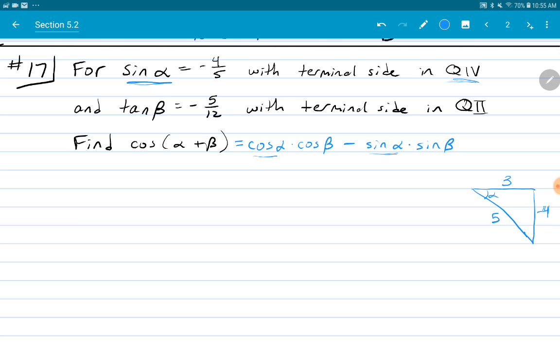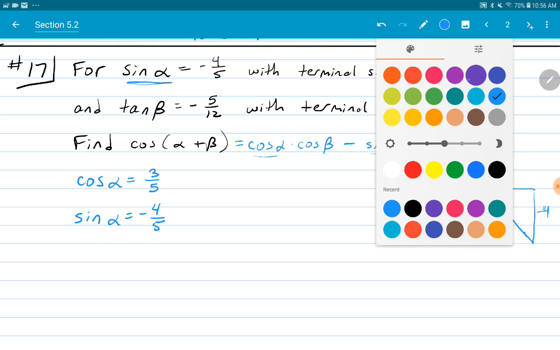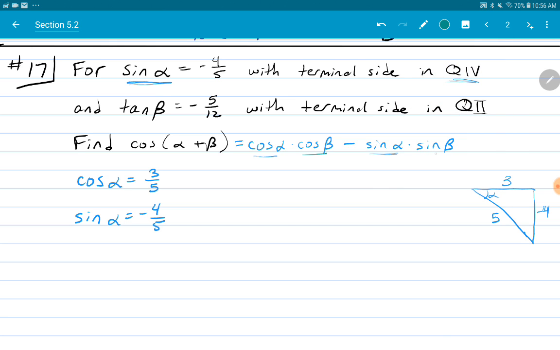So that gives me cosine of alpha. So now I have cosine of alpha equals 3/5. And just to keep everything together, I'm going to copy down sine of alpha, which was given to us, is -4/5. Okay, so I have everything I need about alpha now. Now let's go over to beta. So I need to get cosine of beta and sine of beta, and I'm given tangent. So I'm going to use that, build that triangle, and then I can find cosine and sine of beta.